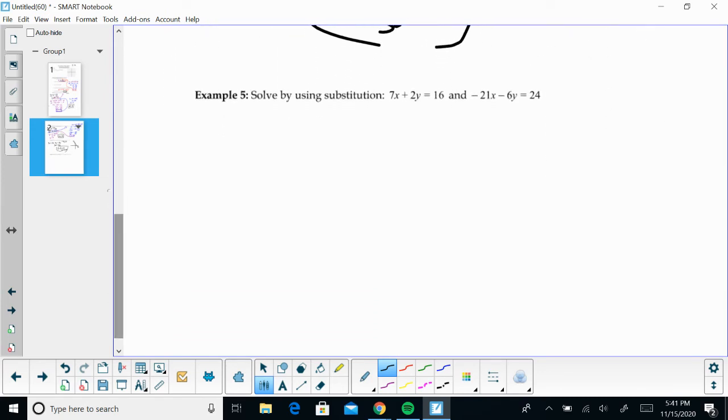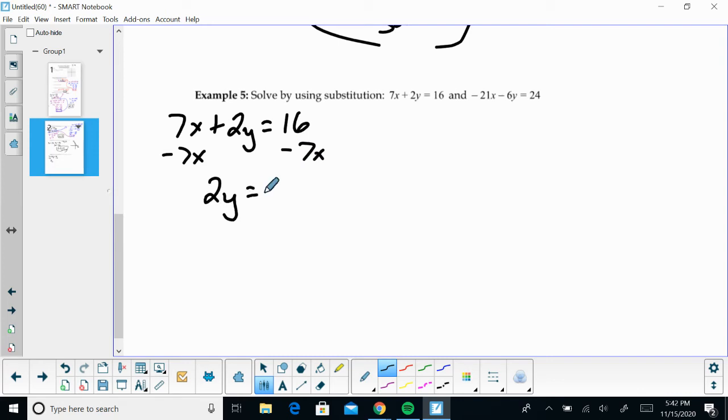Let's take a look at example number 5. Okay, so number 5, I have to pick an equation and solve it for one of the variables. Neither of these are very nice, so let's just go with this first one. And I'm going to go ahead and solve for y because it has the smaller leading coefficient. Divide by 2, and remember you have to divide each piece by 2. Now I'm going to plug this into my second equation.